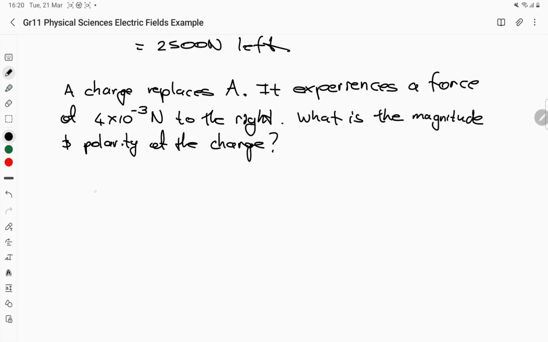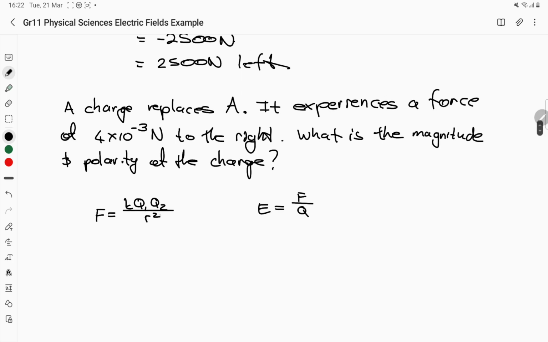We have two equations that deal with force in electrostatics. The first one is F equals K Q1 Q2 over r squared, and the other one is the electric field strength equals F over the charge. Now we cannot use the first one because there are 3 charges in total in the system. So let's take a look at the second one here.